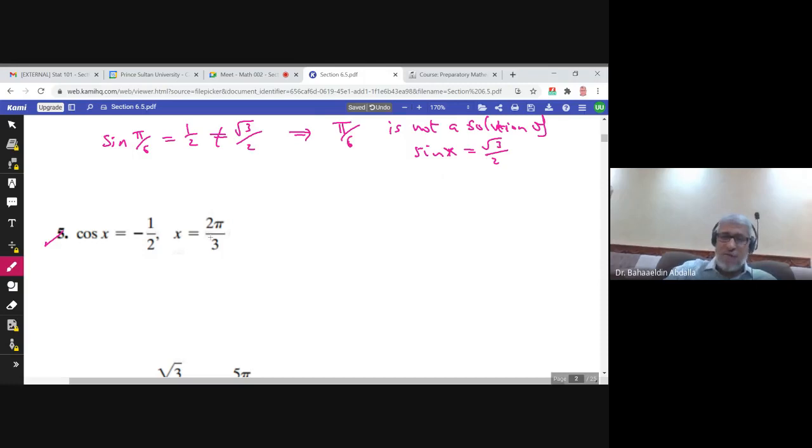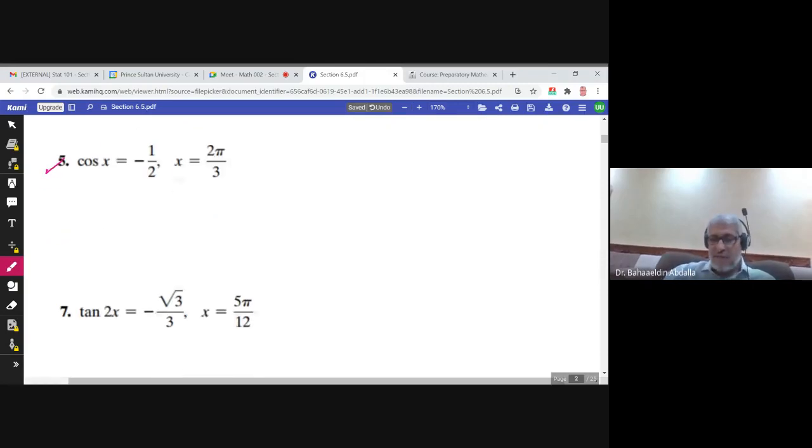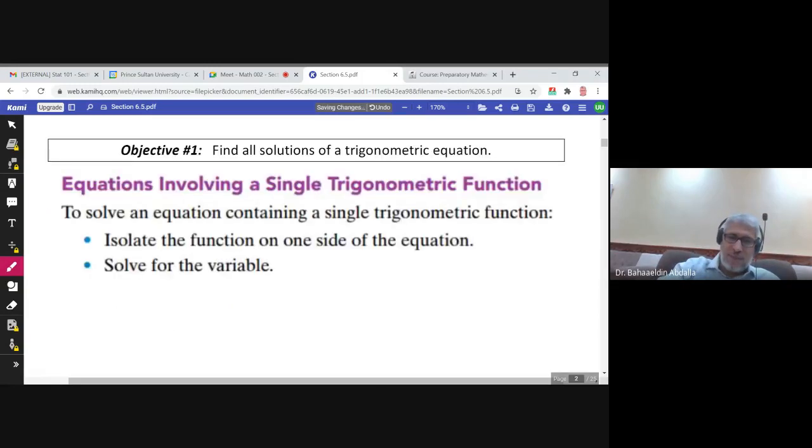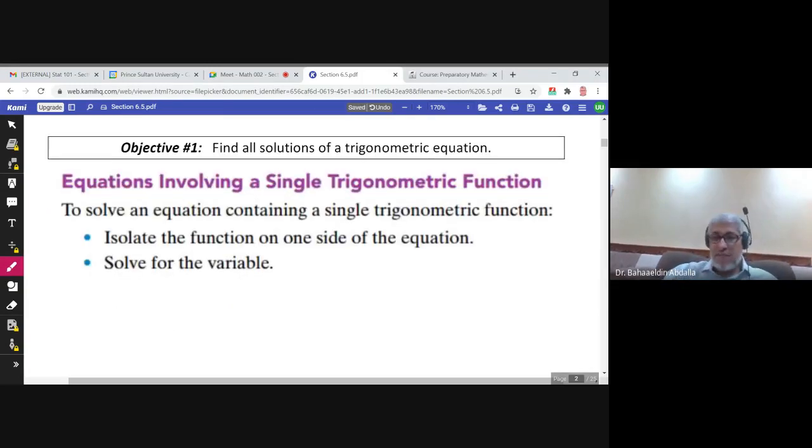Is cosine 2 pi over 3 negative half? If it is negative half, 2 pi over 3 would be a solution. If it is not negative half, then 2 pi over 3 is not a solution. Also try this one.